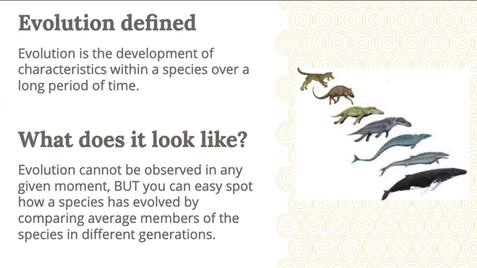What does it look like? Well, evolution cannot be observed in any given moment, but you can easily spot how a species has evolved by comparing average members of the species in different generations. As you can see on the right, the whale, an aquatic mammal, originated from land mammals. So you can see an easy comparison. You can see how the whale evolved. Let's go over a little bit more of why.